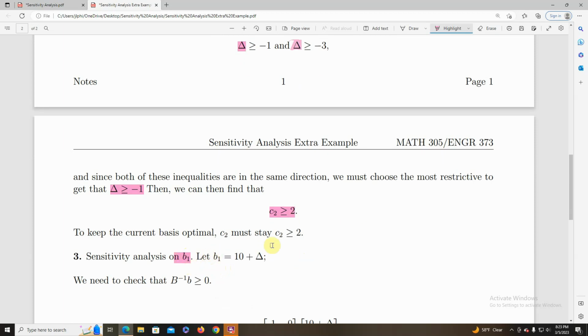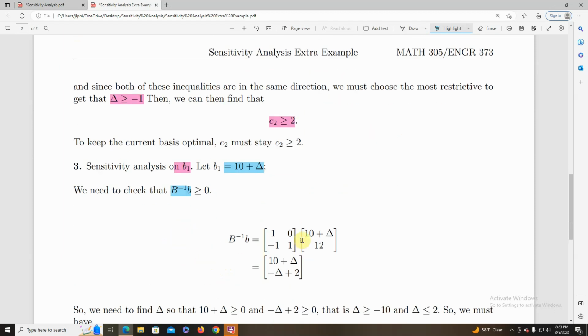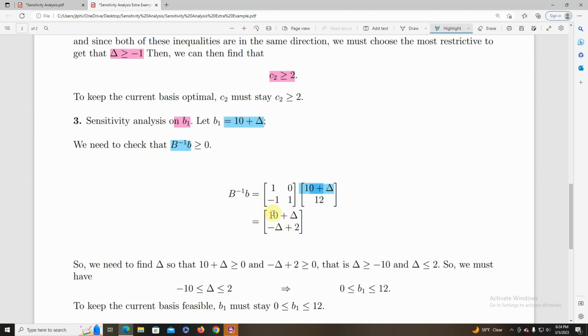Okay. Now, last but not least, let's do sensitivity analysis on our right-hand side. We'll use B1. If I scroll back up, you can see that B1 is just 10, so we're going to consider 10 plus delta. Now, this formula is really simple. It's only a matrix times a vector, B inverse times B. And 10 plus delta happens to only appear in the top of this one vector. So when I multiply these, this is what I get, just a matrix times a vector. I get a vector back. And I look here, I have 10 plus delta and negative delta plus 2.